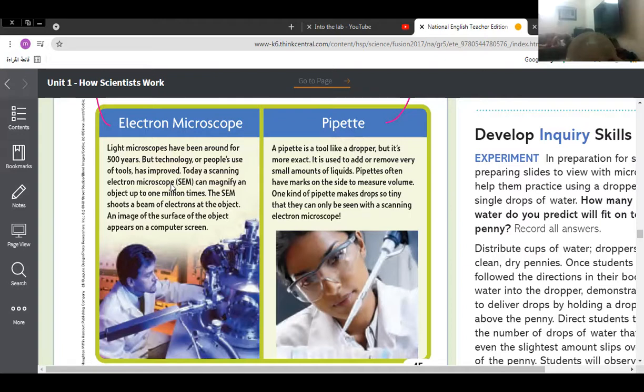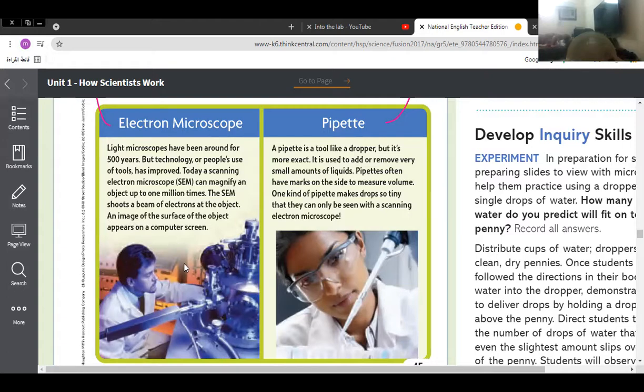Today's scanning electron microscope, SEM, can match. SEM is an abbreviation for the words scanning electron microscope: S for scanning, E for electron, and M for microscope. It can magnify an object up to 1 million times. The SEM shoots a beam of electrons at the object. An image of the surface of the object appears on a computer screen.